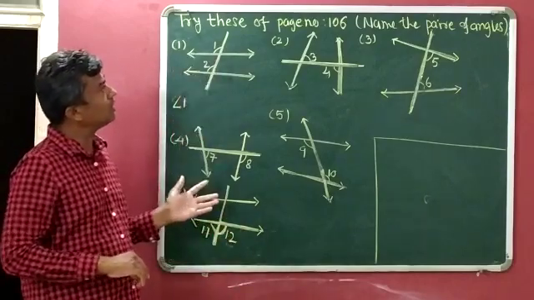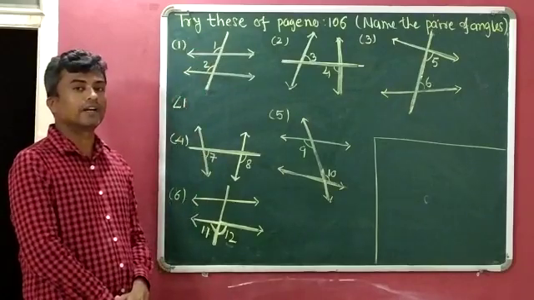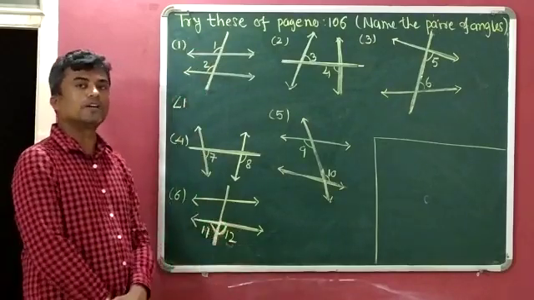So this is the normal explanation of Try This on page number 106. I hope you understand this.